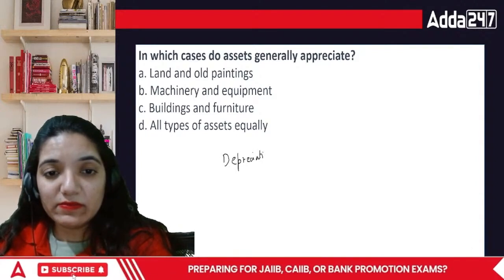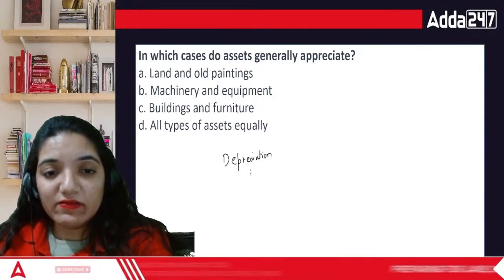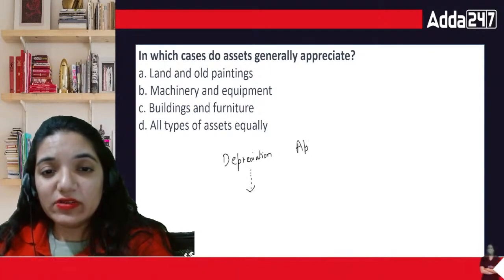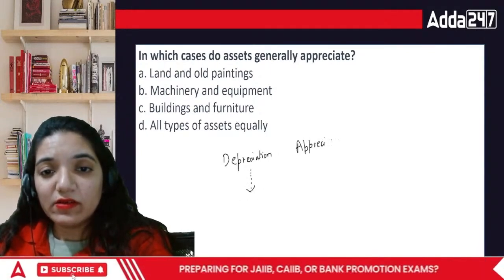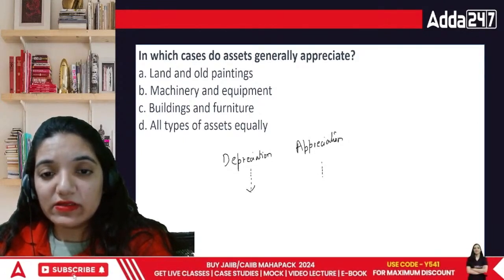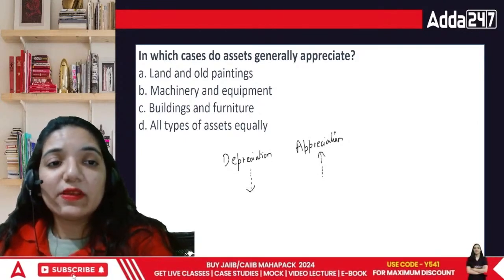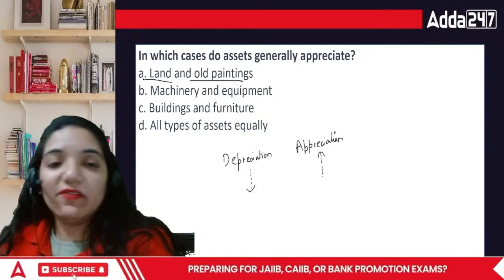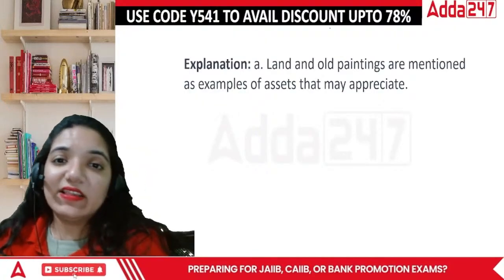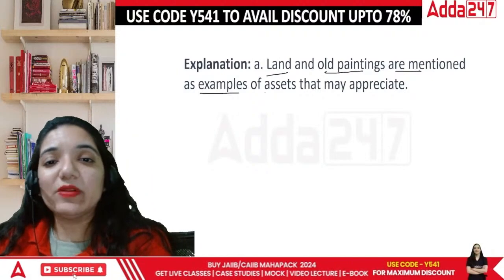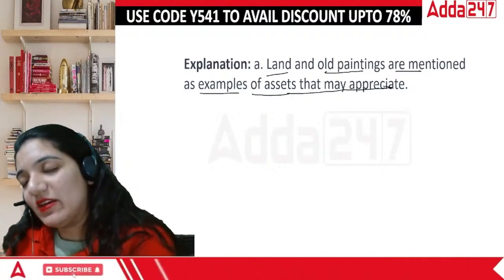Depreciation is the value reduction, and appreciation is the increase. So in this case, land and old paintings are to be covered in this area. Land and old paintings are mentioned as examples of assets that may appreciate.